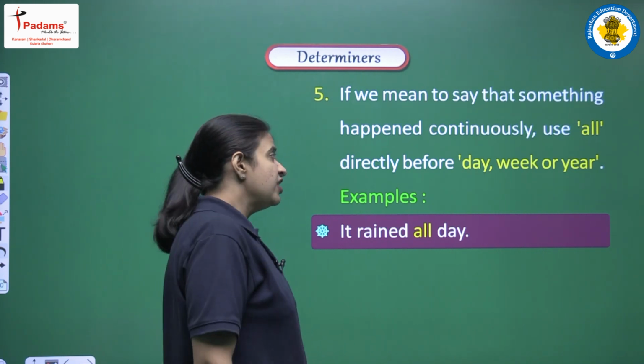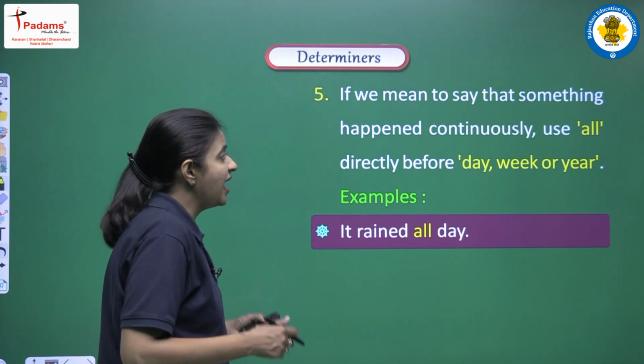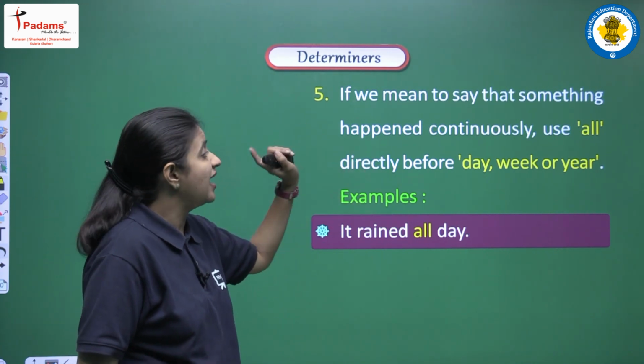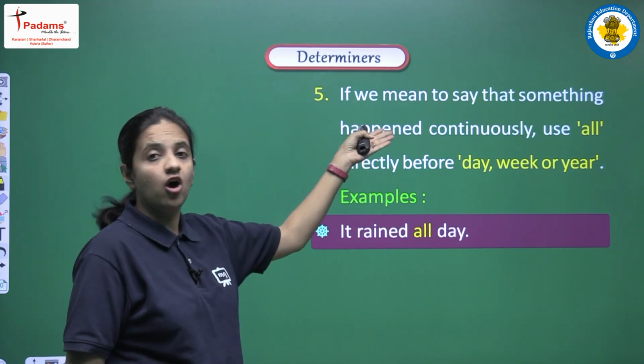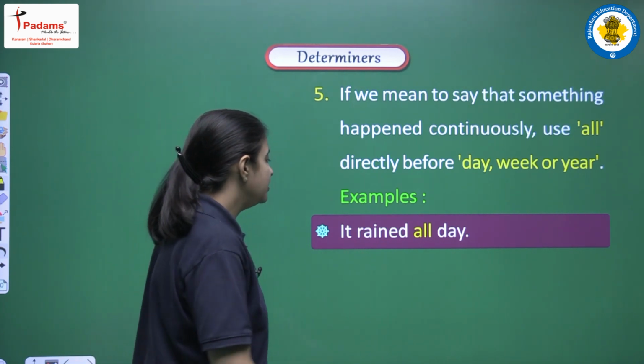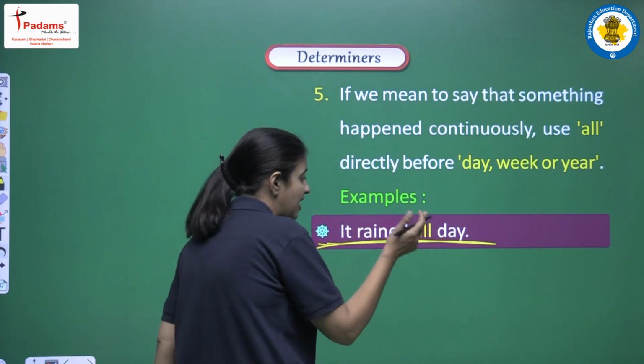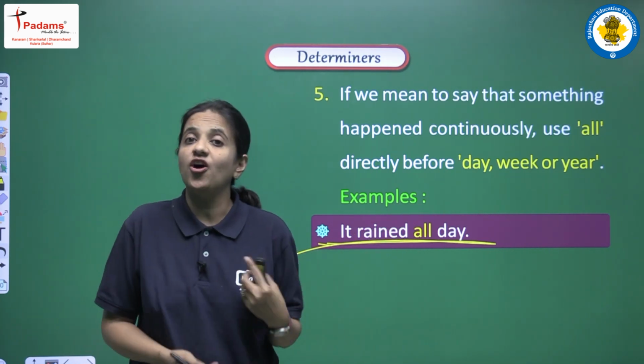Next is, if we mean to say that something happened continuously, at that time use all directly before day, week or year. So let's see, if we are saying that it rained all day, here we are trying to say that it was raining continuously.